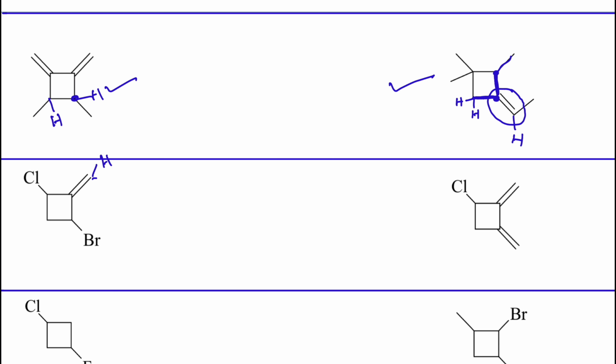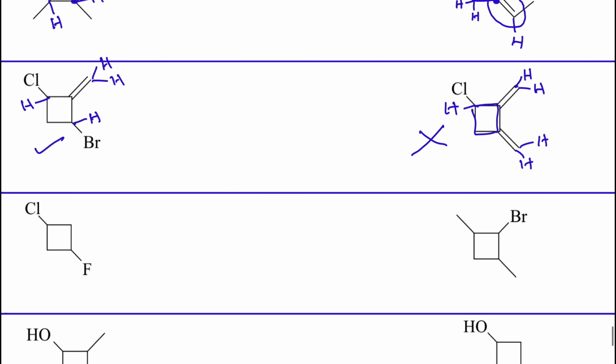Here hydrogen and hydrogen, double bond is not a geometrical center. Chlorine and hydrogen, bromine and hydrogen, AB, AD type of structure, it shows geometrical isomerism. Double bond is not a geometrical center, but here condition is satisfied only at one place. So ring is also not a geometrical center. It will not show geometrical isomerism.